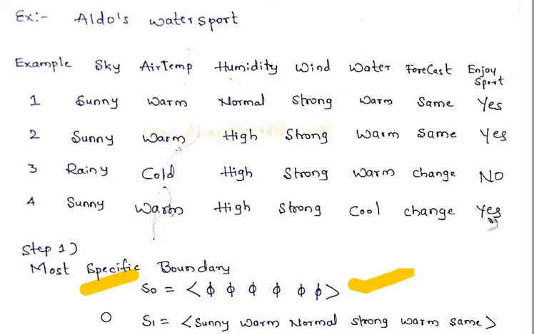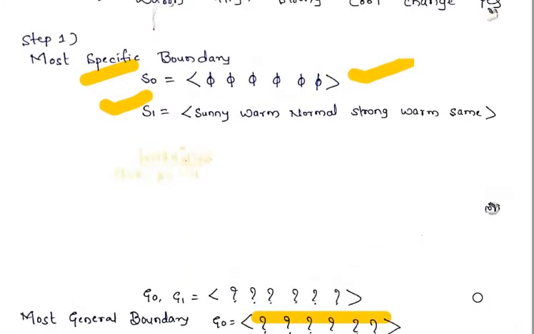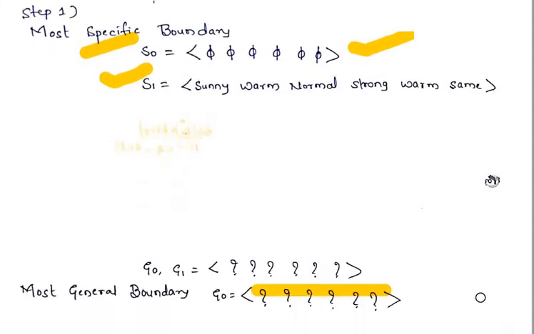So this becomes my first specific attribute, that is from S0 we have gone to S1 after taking the first example. After consuming the first example, we have gone to the next value, that is sunny, warm, normal, strong, warm, same. Next, similarly for the same example we have to go with the general boundary.